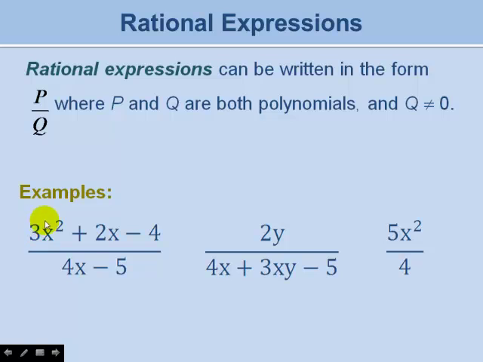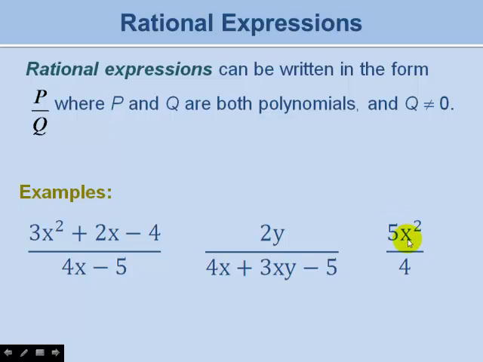If we look at this first one on the left side, we have, for our numerator, 3x squared plus 2x minus 4. And notice that this is a polynomial. We have coefficients and different powers of x. In the denominator, we have 4x minus 5. For our second rational expression, we have 2y on the top, and the polynomial in the denominator is 4x plus 3xy minus 5. So notice that a polynomial can also include combinations of different variables.